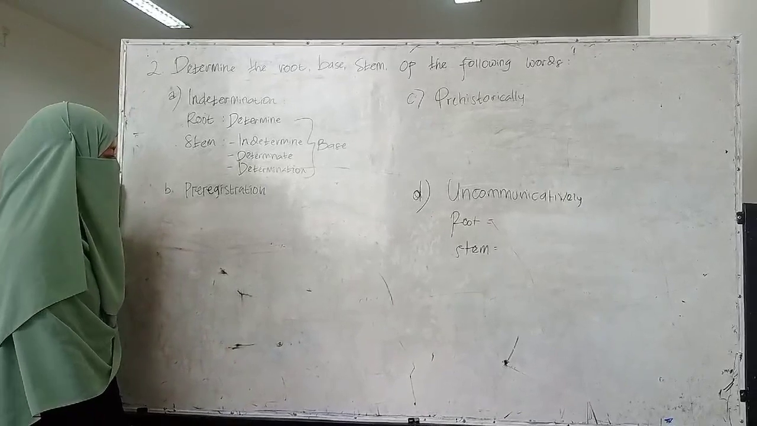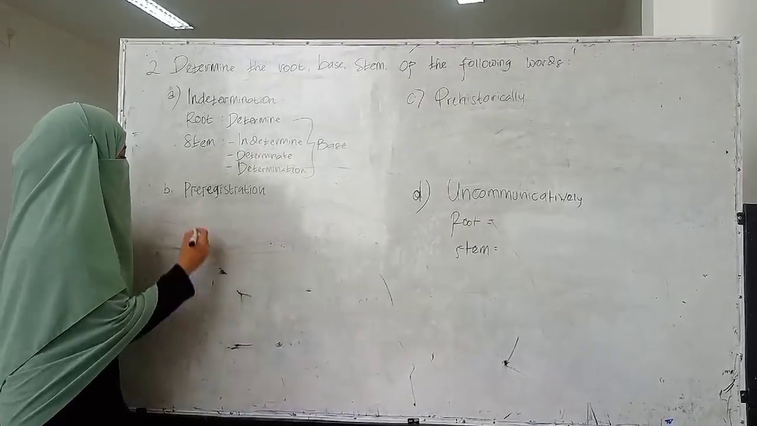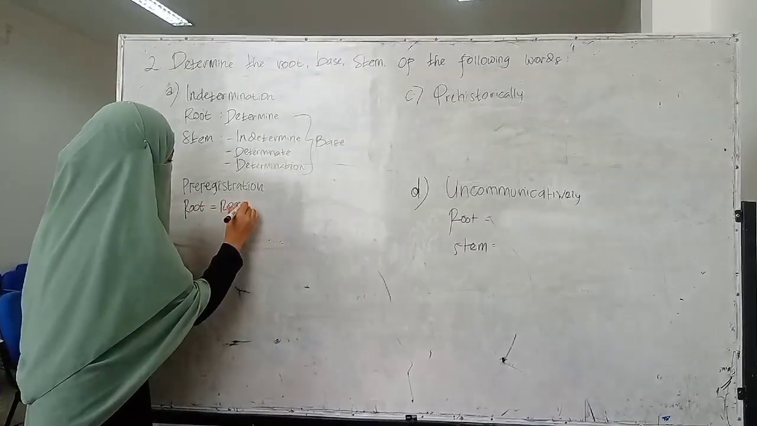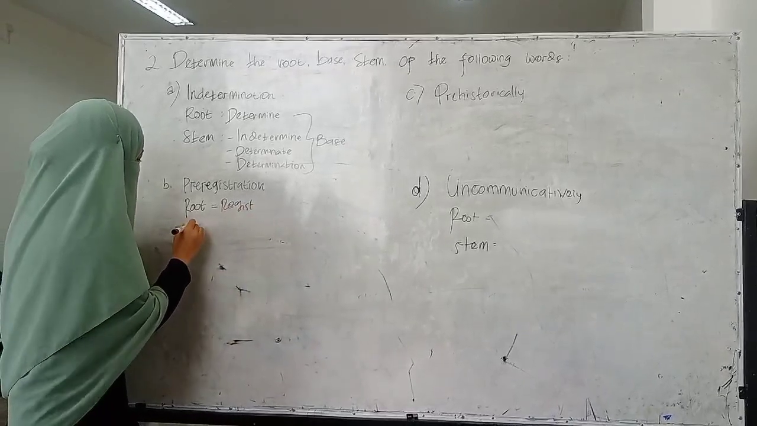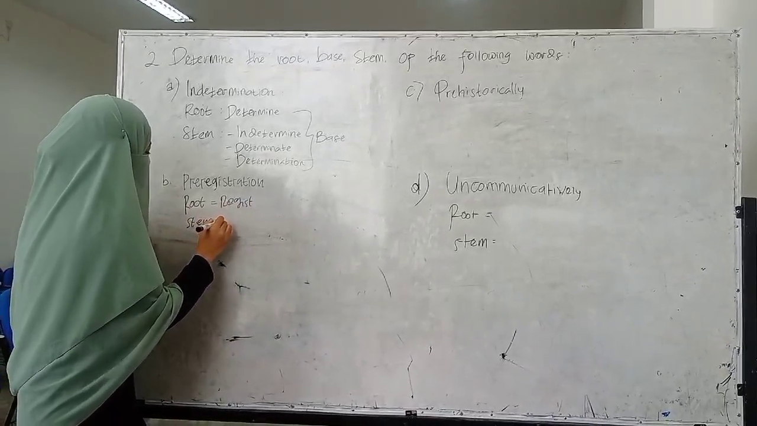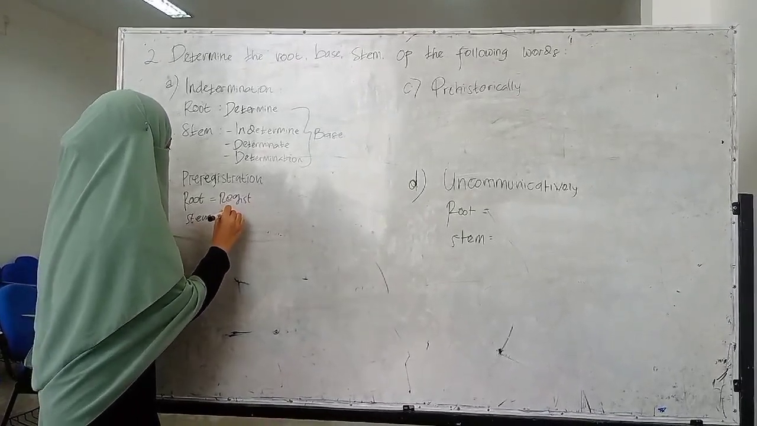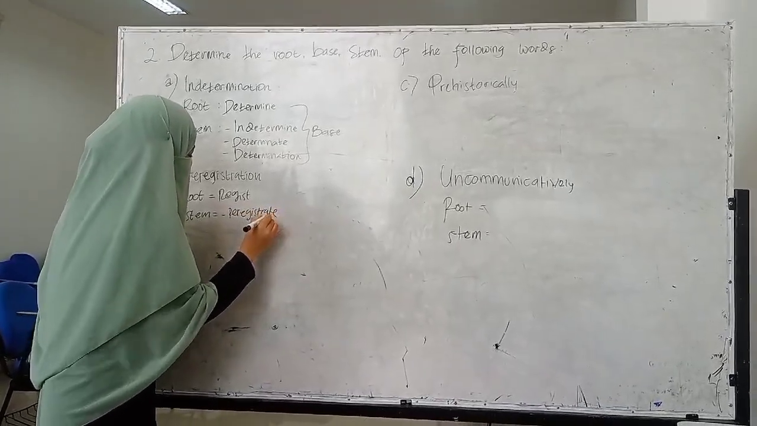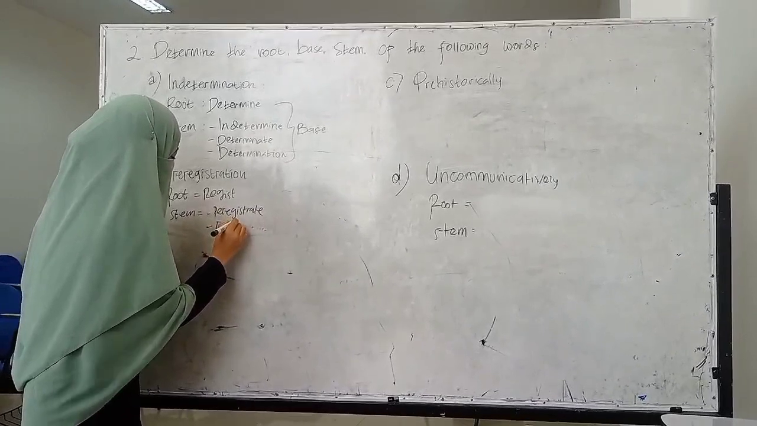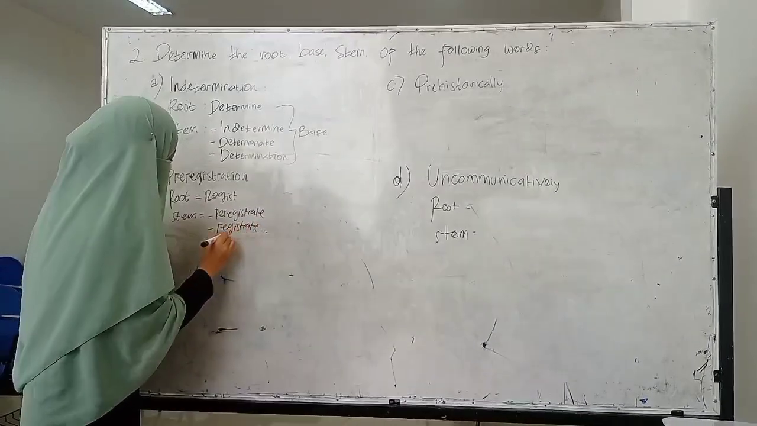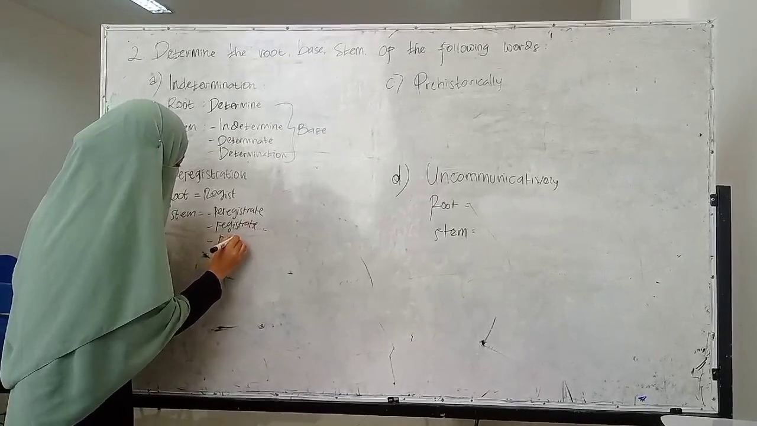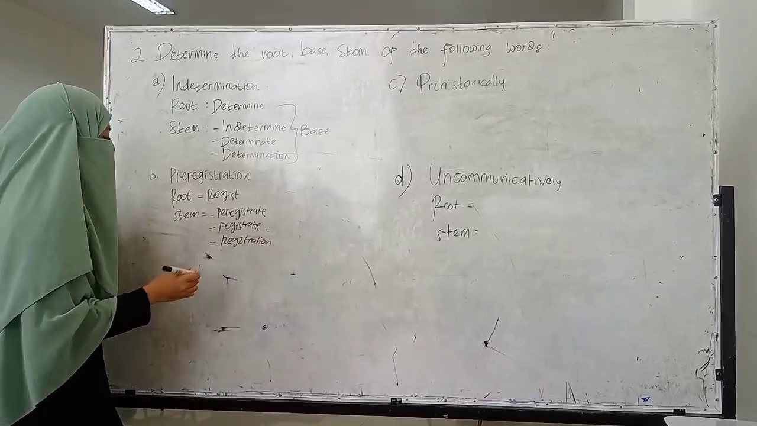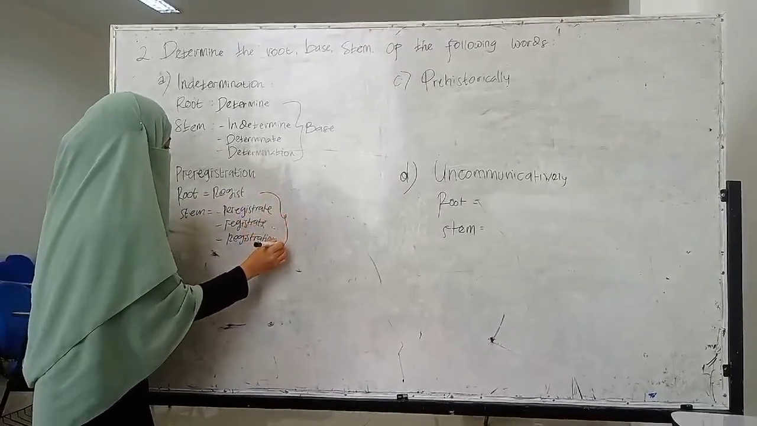Well, pre-registration is a verb. We're looking for the root of pre-registration, which is regis. After that, we're looking for the stem. I have three points about the stem. The first point is pre-registrate, and after that, registrate. And the last point is registration. And the base of this registration is both the root and the stem.